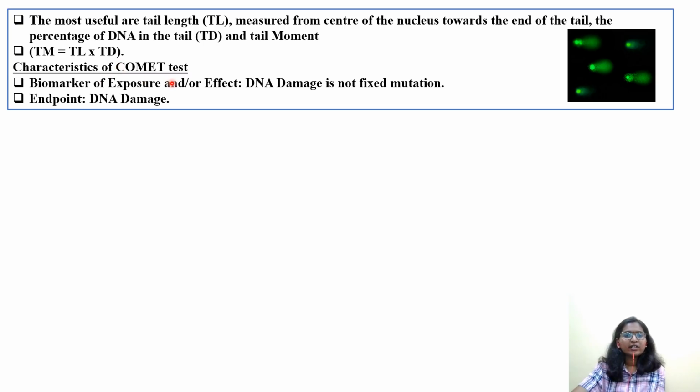So what are the characteristics of the Comet test? We will see biomarkers of exposure and or effect. DNA damage is not a fixed mutation, so by this assay you can identify DNA damage, but you cannot identify mutation.